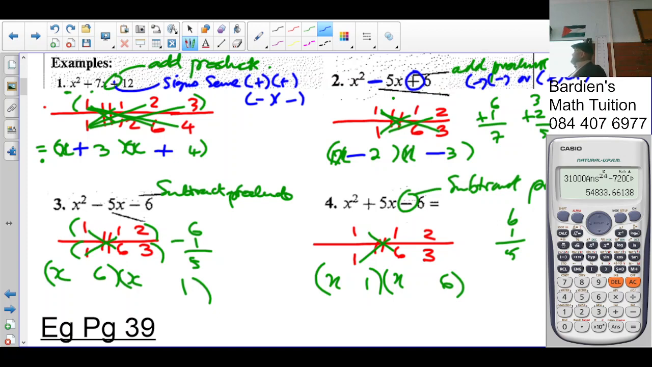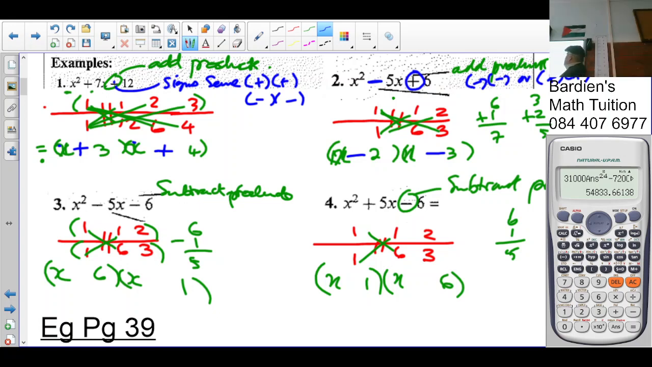And we can check here. What? X times x? X squared. X times 4? 4x. 3 times x? 3x. What's 3x plus 4x? 7x. What's 3 times 4? 12.